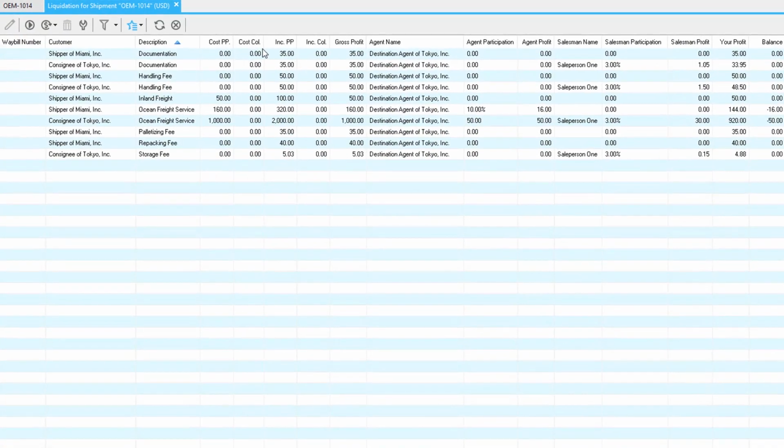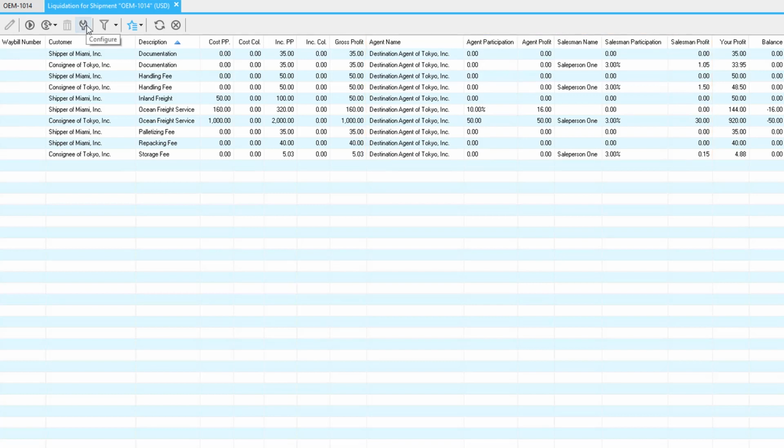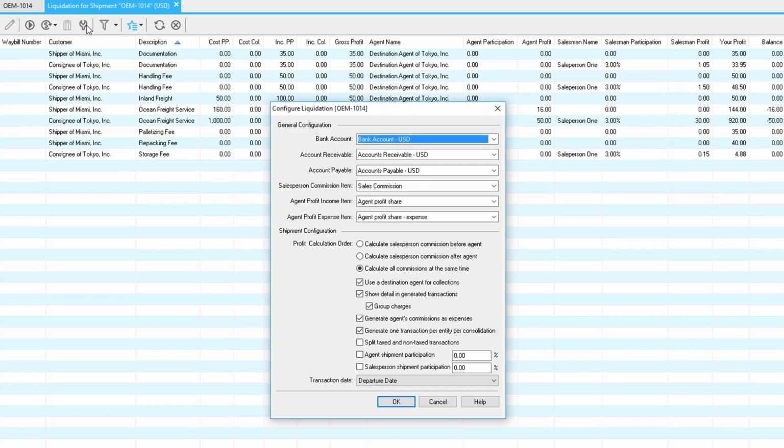The shipment liquidation screen lets you see all the accounting for your shipment the way you want it in one screen. You can automate profit sharing for agents and salespersons so the system calculates it for you. You can determine the time you want to generate all the transactions for a shipment by selecting the date of your choice, such as the date of departure. This means all of your accounting and operational reports will be synchronized in perfect harmony.